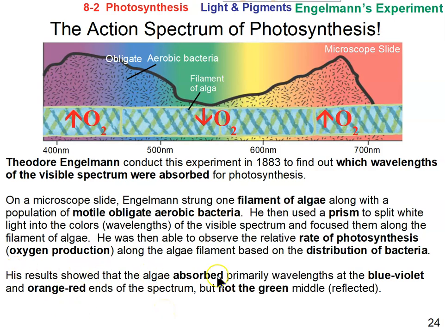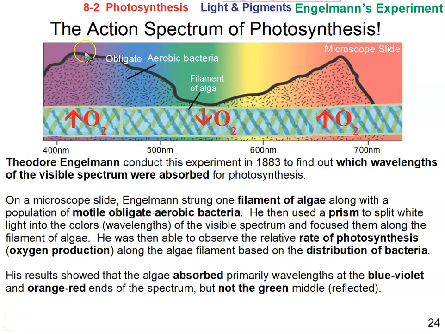So he concluded that the algae absorbed primarily wavelengths at the blue-violet end and the orange-red end of the spectrum, but not so much in the green middle part of the spectrum, which, of course, as we know, is reflected, and that's why plants are green.